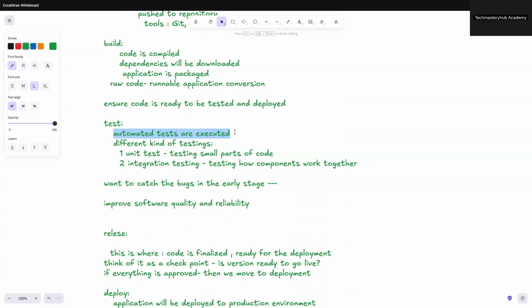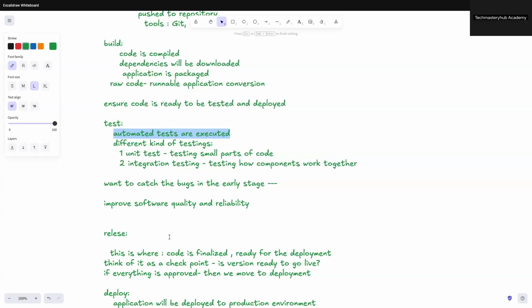Why is it important? Because we want to catch bugs early in the initial stages, so it will be easy to fix those problems. Instead of finding issues in production, we want to catch them during testing. So it will improve the software quality and reliability.